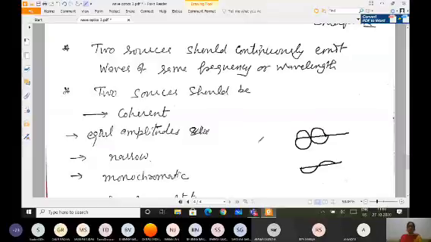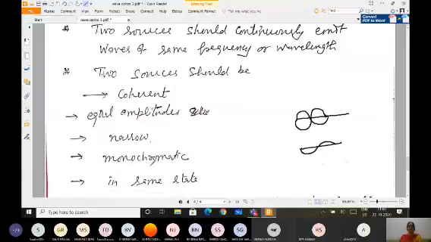Dark will be complete dark fringe, and bright will be more bright, as compared to if I am having different amplitudes. So both of the sources should have the same amplitude. Of course it should be narrow, because if they are not narrow, then the bright and dark fringes will not be able to get separated, means you will not be able to see them separated from each other. So they may overlap over each other.